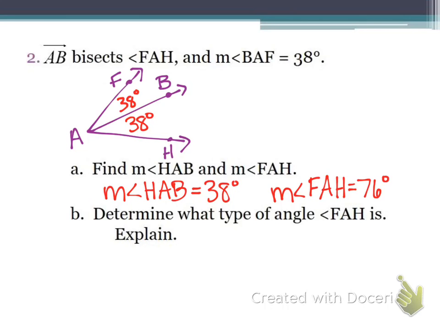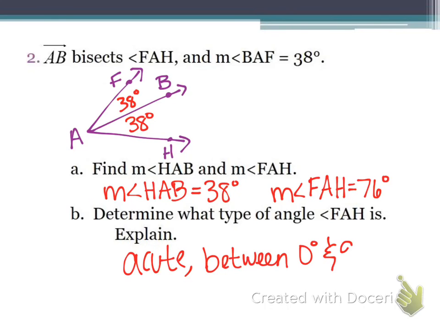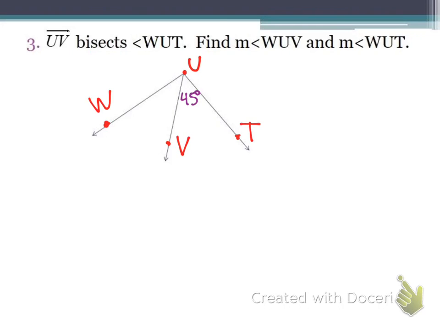All right, what type of angle is angle FAH? Acute, because same reason as before, it's between 0 degrees and 90 degrees. All right, once we have our diagram copied down, this one should look a lot like the one before. We're told we've got an angle bisector. We're given what one of the angles inside is. We are asked for the other small angle and the whole big angle.